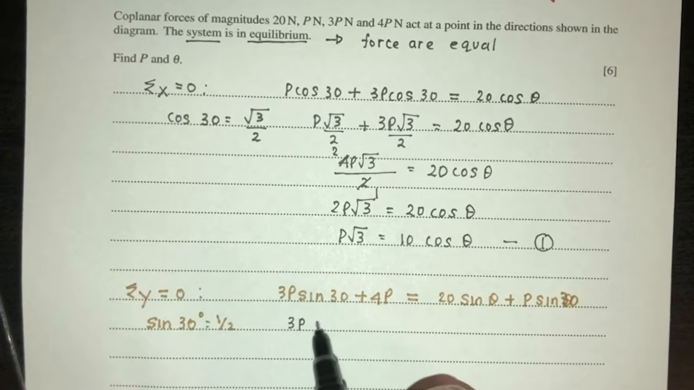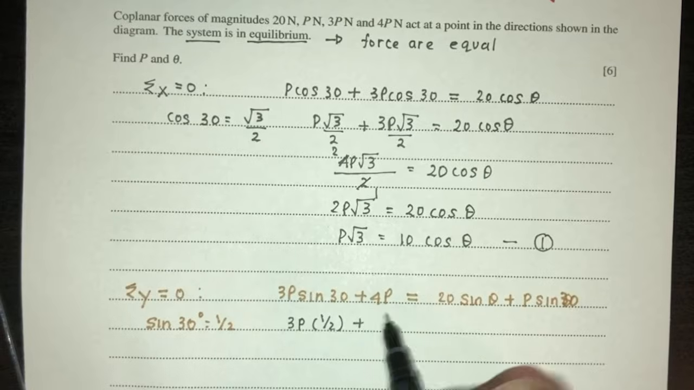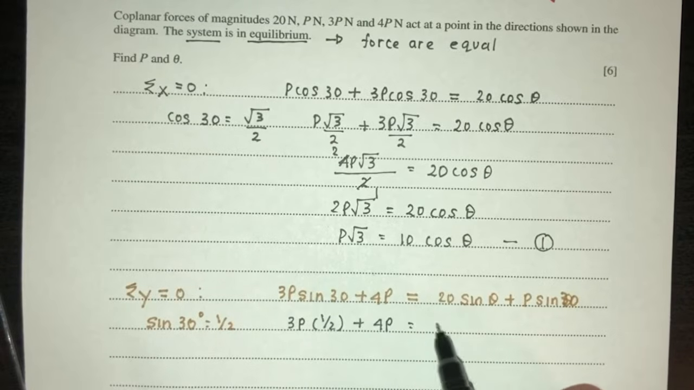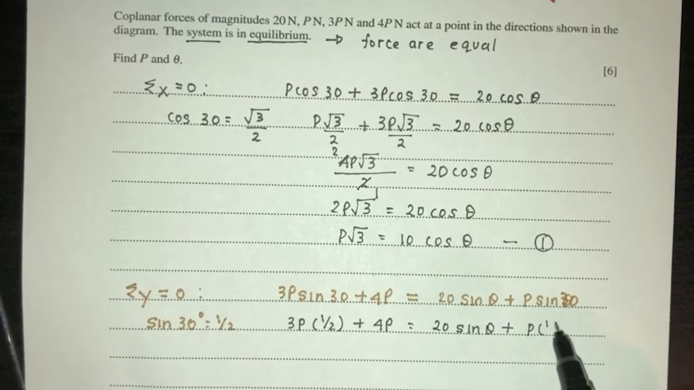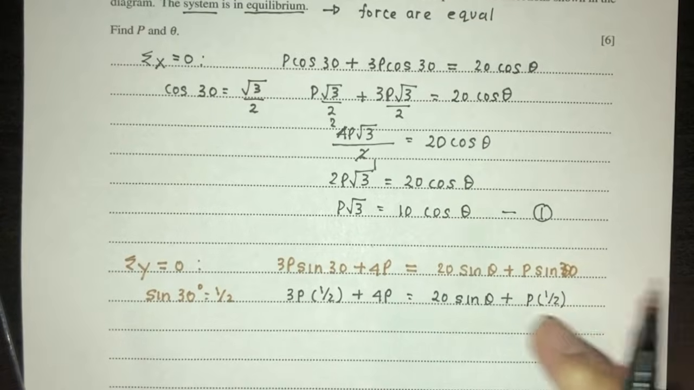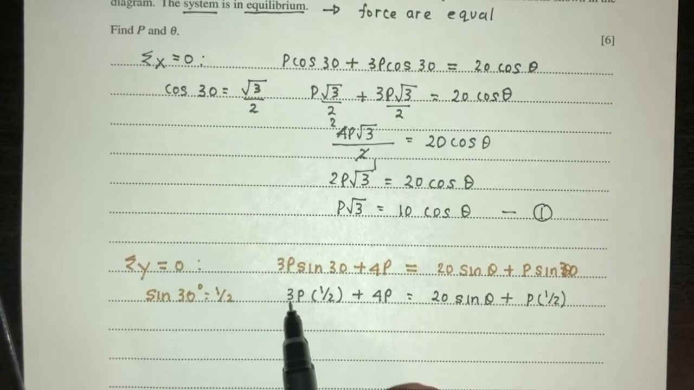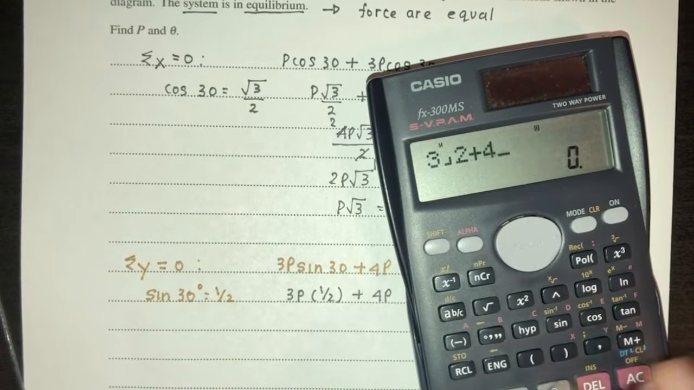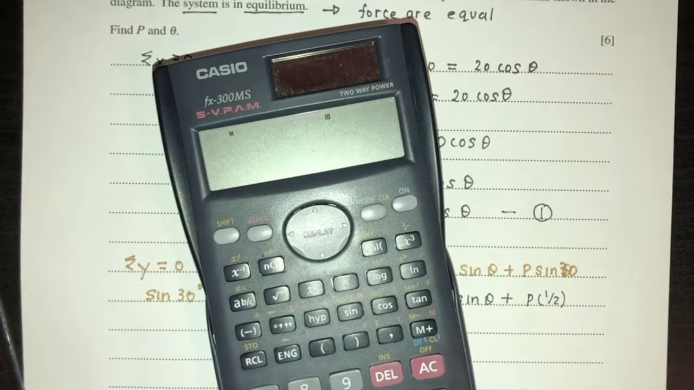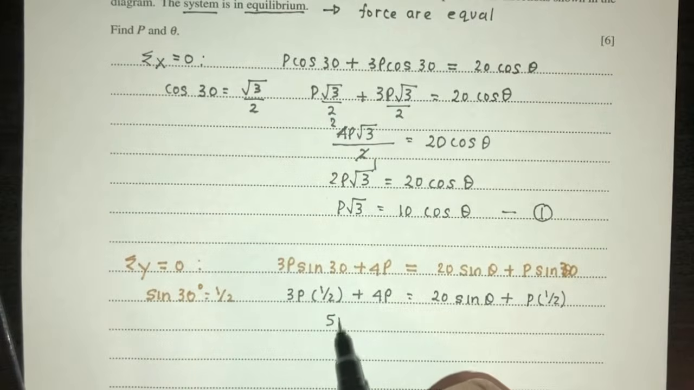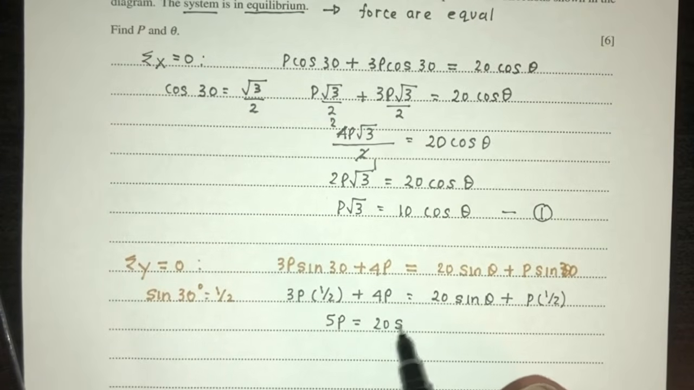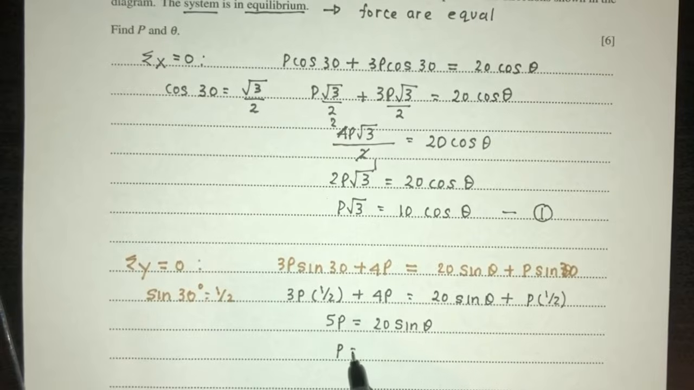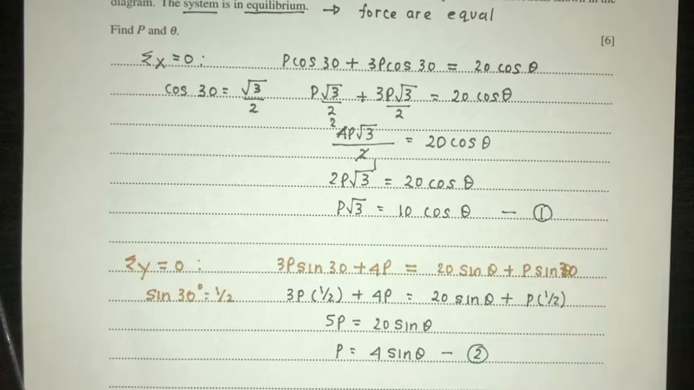3p times half plus 4p equal to 20 sine theta plus p times half. Now we have to set all the p to one direction. You will have 3 over 2p, so write down 3 over 2 plus 4 minus 1 half. That should be 5. So you have 5p equal to 20 sine theta. So p is equal to 4 sine theta. That is equation number 2.